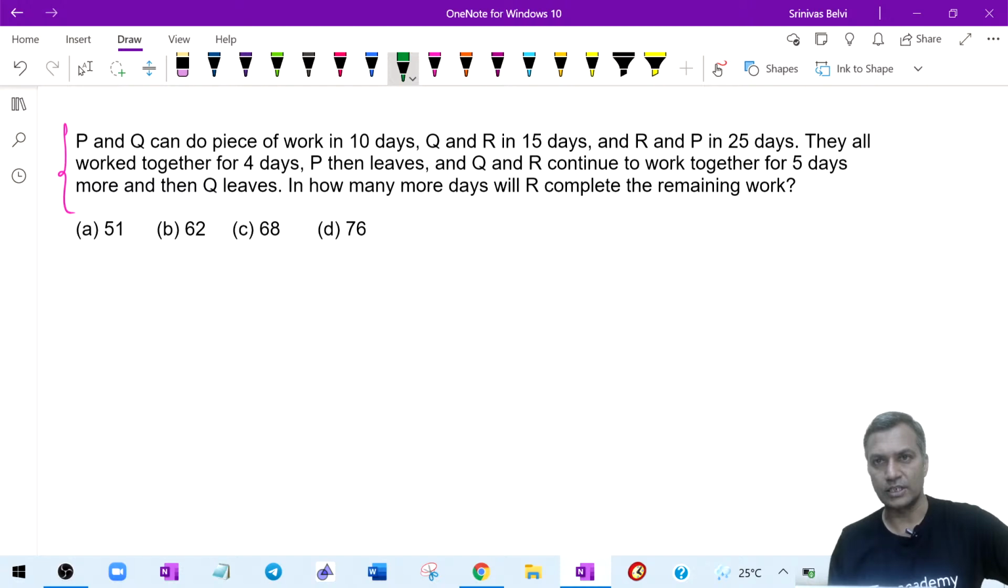Okay, so here we go. Let's do it together. Where did you get stuck? A and B can do a piece of work in P and Q in 10 days, Q and R in 15 days, and R and P in 25 days. Okay, combined it is given, doesn't matter.